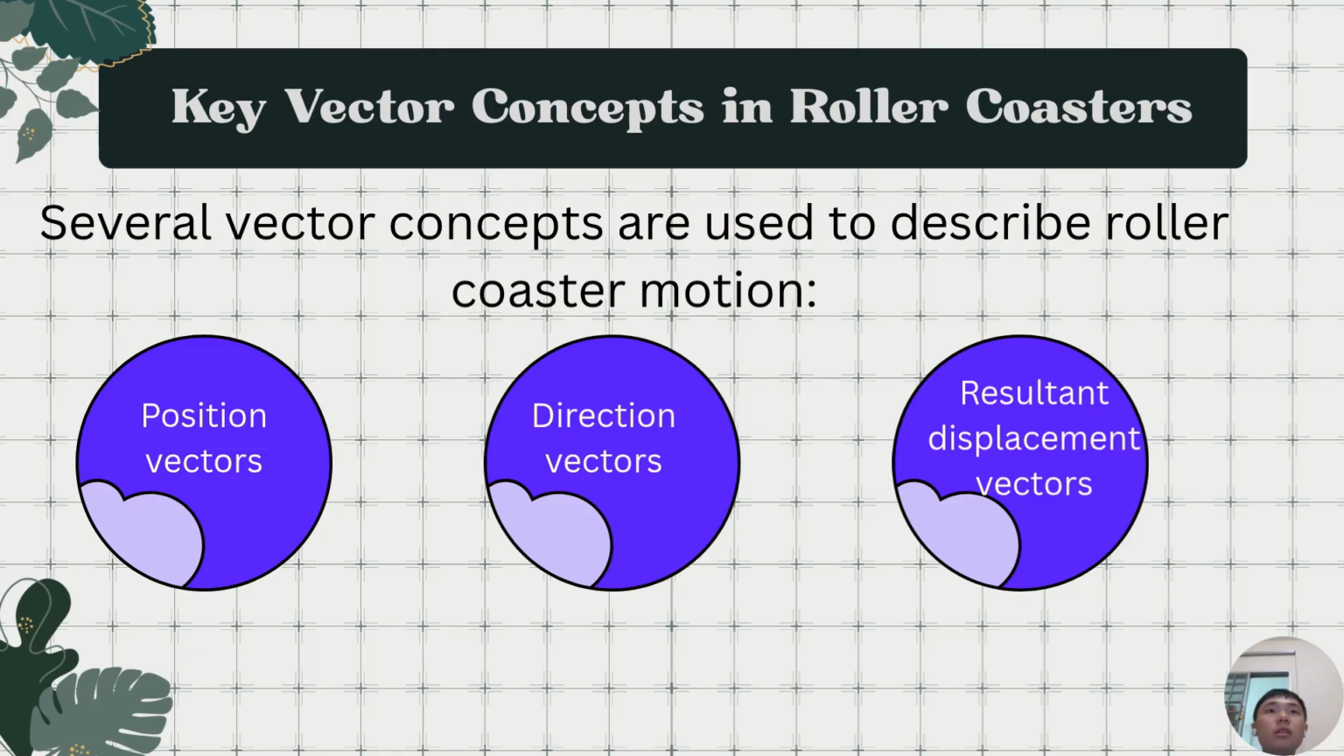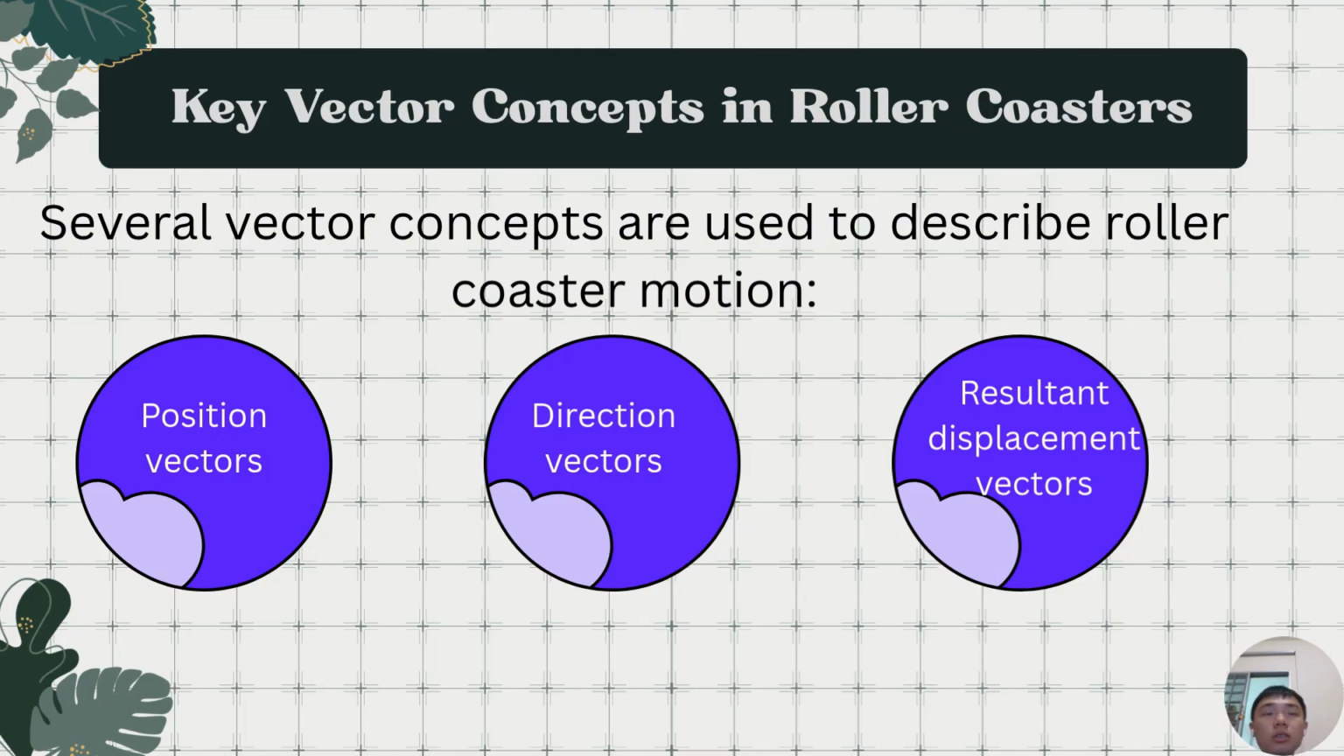So now let us focus on the key vector concepts that are useful in roller coaster modeling. There are three main vector concepts that I will highlight in this presentation. The first concept is position vectors. The position vectors describe the location of the roller coaster at a certain point on the path relative to a fixed origin. And this helps the engineers know exactly where the coaster is on the track at any moment.